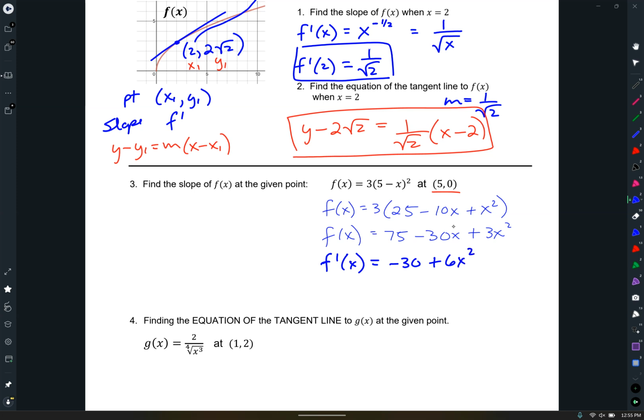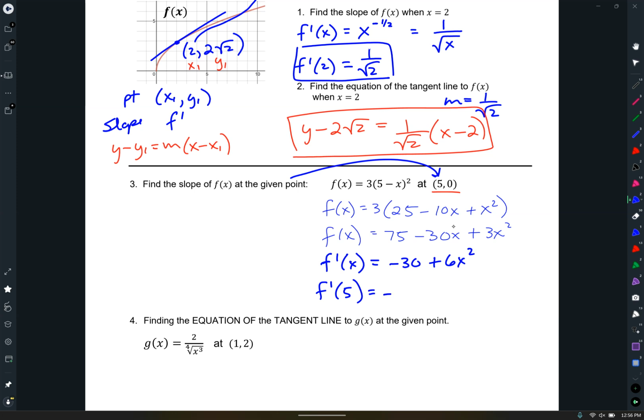Okay, so they said find the slope of f of x. That's the generic derivative, but they said at this point. So here's my notation. I'm going to say f prime of 5. And notice I'm just saying of 5 and not 5 comma 0 because I only have x's in my derivative equation. So I'm only going to plug in the x coordinate of 5. If there had been y's in my derivative equation, then I would need to plug in the 0 for the y's. And we'll do that towards the end of this unit.